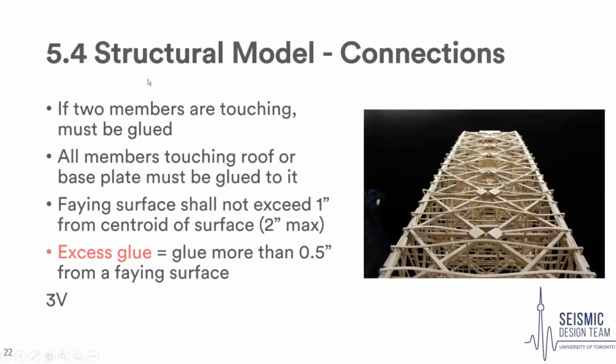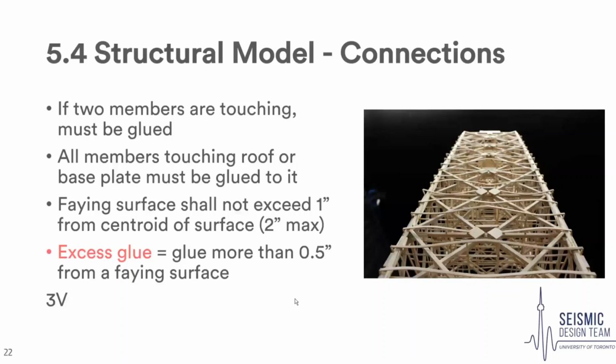Connections are really important, so if any 2 members are touching, they have to be glued, even if they're off by a little bit. I think what they usually do is take a piece of paper and run it through, and if they can see that the piece of paper separates those members, then you're going to get this violation. They should be glued. Any member touching the roof or base plate has to be glued to it. Those faying surfaces, which just means where 2 members touch, cannot exceed 1 inch from the centroid of that surface, which just means the biggest connection you can have between 2 members is 2 inches, essentially.